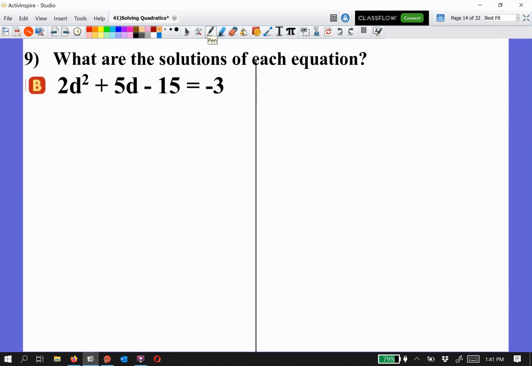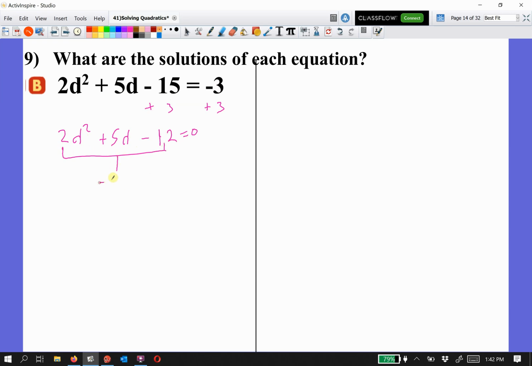Okay, so same idea as before. You got to move everything over. So the opposite of a negative 3 is a positive 3. Now notice this is a plain number, so I've got to combine it with my plain number. So I've got 2d squared plus 5d minus 15 plus 3, which would be a negative 12, equals 0. Do my usual stuff.